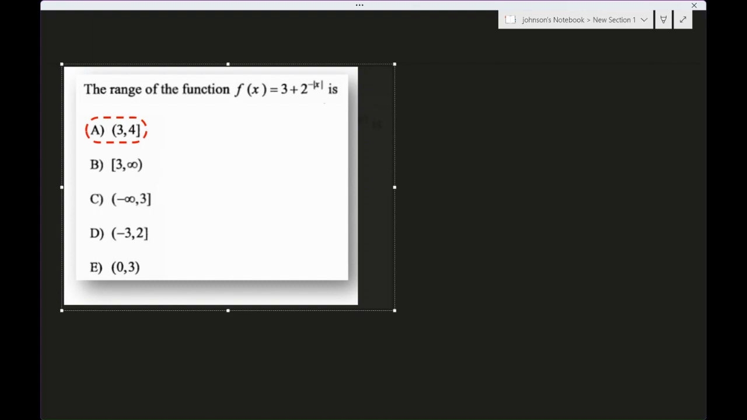Okay, so here we have an exponential function. So we have 3 plus what? 2 to power minus the absolute value of x. So how do you deal with this first? This one, we need to work with this first.